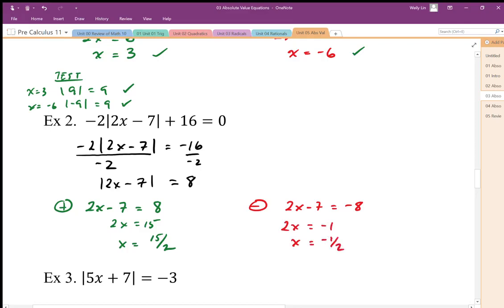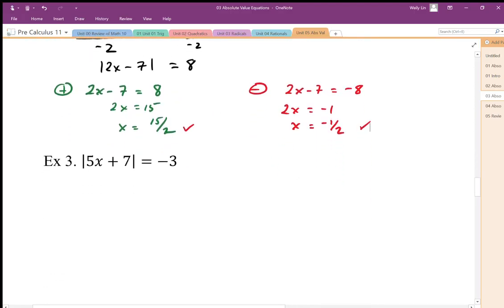Now I'm going to check my answers with a brief check. This is going to be 15 over 2 times 2 is 15, minus 7 is 8, times negative 2 is negative 16, plus 16 is 0. That's good. Test negative 1/2: negative 1/2 times 2 is negative 1, minus 7 is negative 8. The absolute value gives me positive 8, times negative 2 is negative 16. Yeah, that one works out as well. So again, the key is, once we isolate the absolute value, we need to consider the positive and negative versions of this.